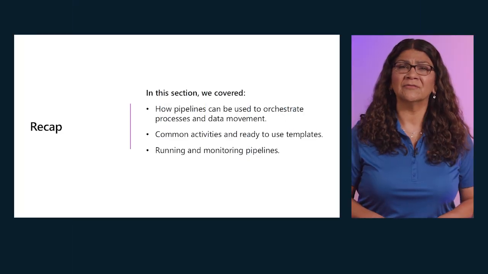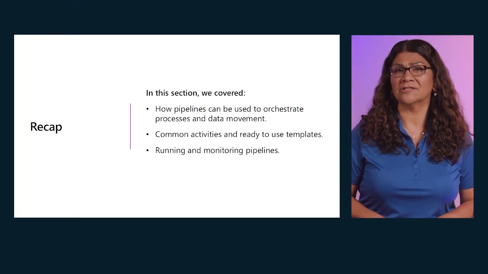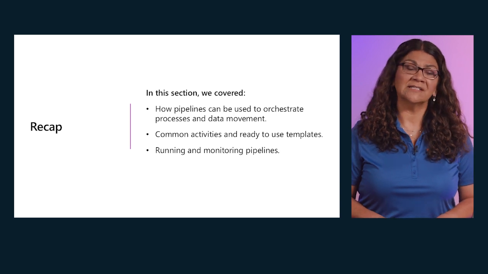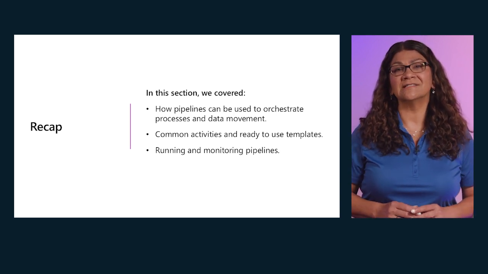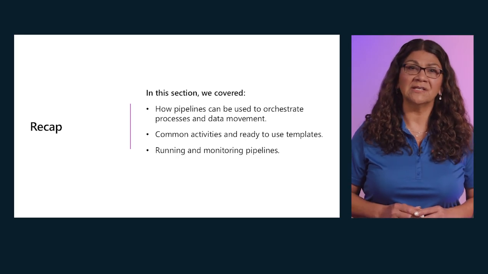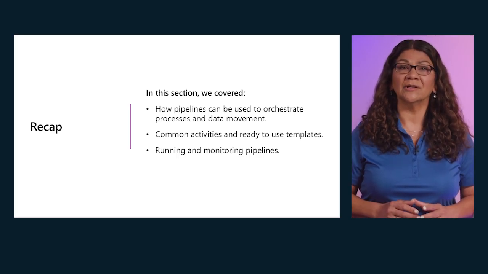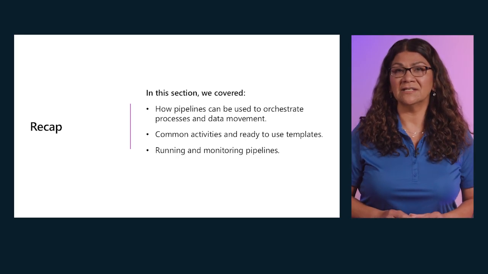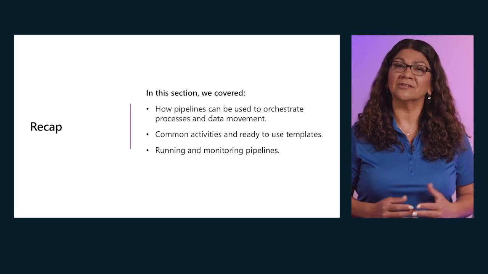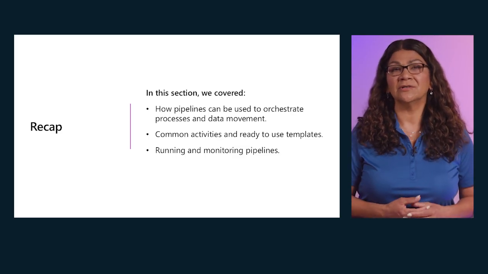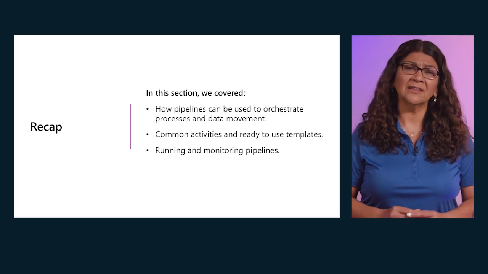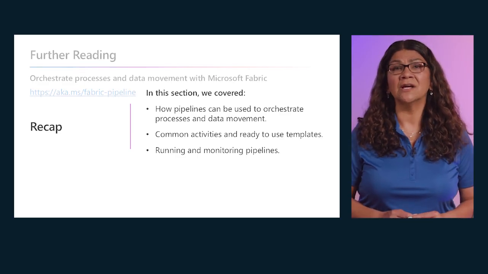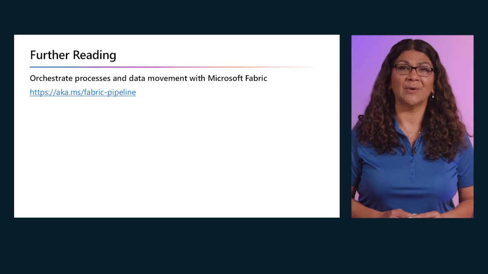In this section, we covered how pipelines can be used to orchestrate processes through activities, parameters, and pipeline runs. We also discussed data movement, which can be done through the copy data tool, and we looked at some common activities. We mentioned the starter templates too that can be used for an easy, quick start into copying data. Lastly, we focused on the options for running and monitoring our pipelines.